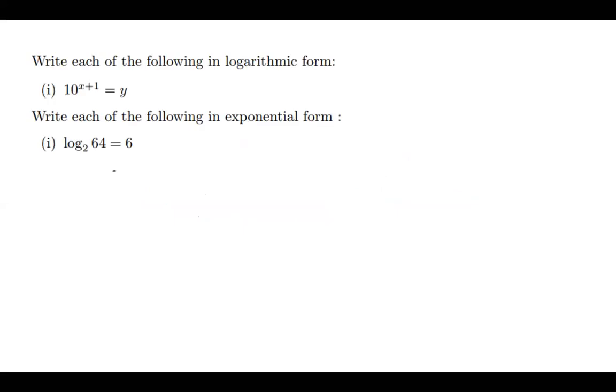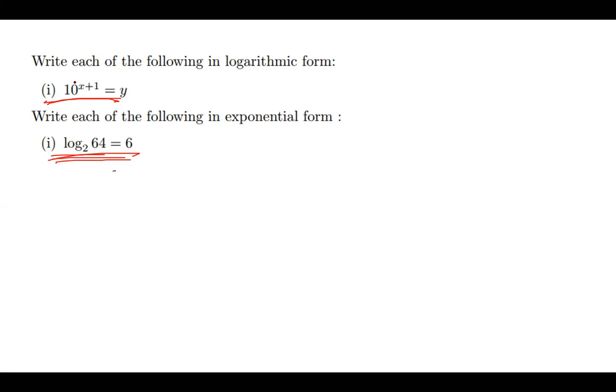So this is the revision I'm talking about. Write each of the following in logarithmic form. When you're writing any given expression in logarithmic form, what you need to know is this is always the index. So when you look at this expression here, this is in exponential form. Now you need to convert it. It has to look like this.